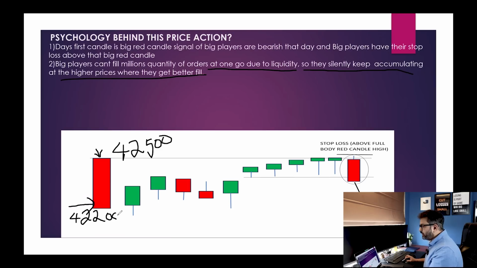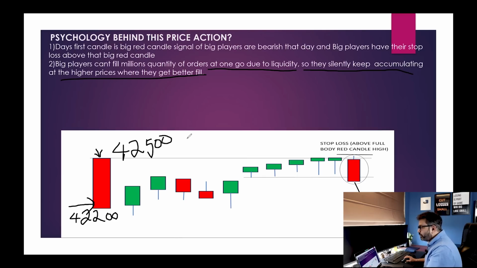The first candle only fell by 300 points. Remember, when big players are buying or selling, they don't trade in a few hundreds or few thousands like retail traders do. They don't buy and sell in a few lots like 10 lots, 100 lots, 50 lots. No, they buy and sell in millions. That means they always place big orders. That's why they can take the market up or down.